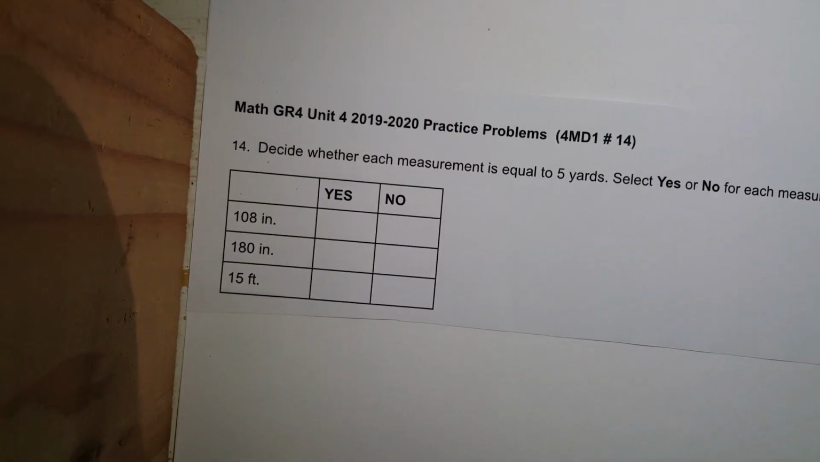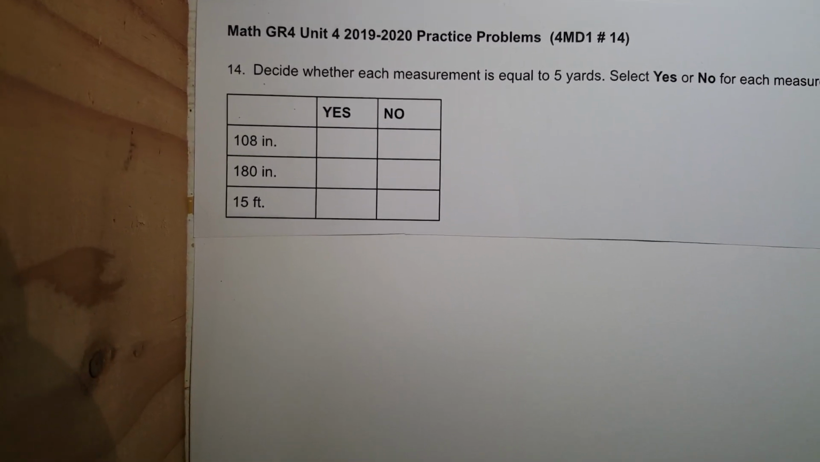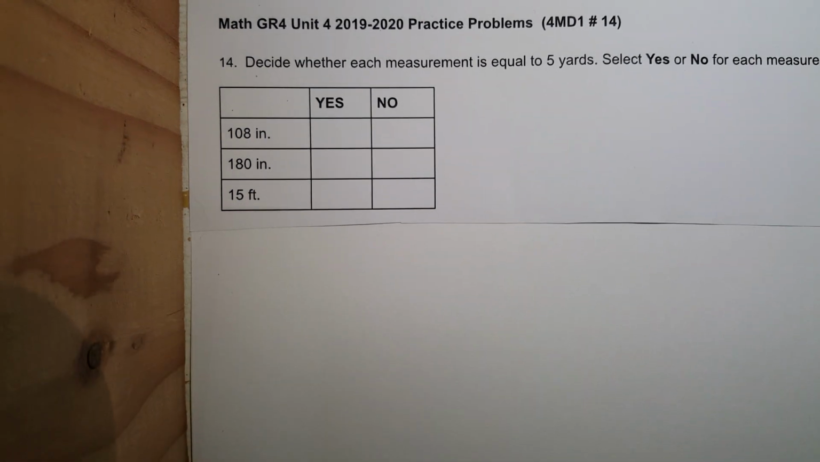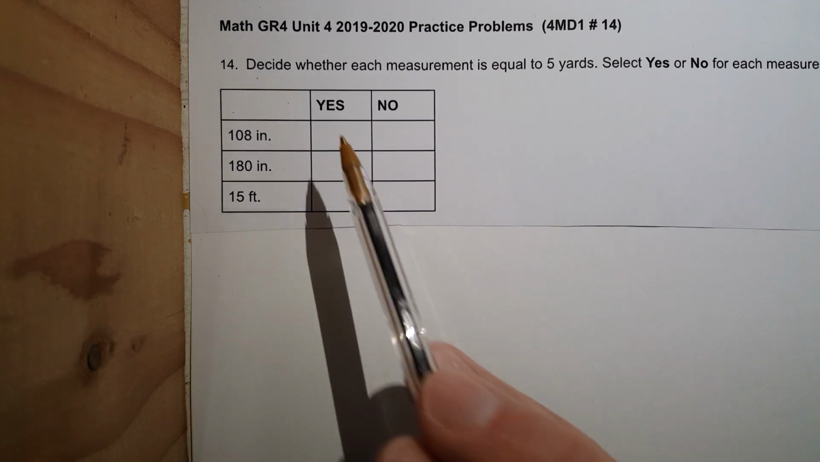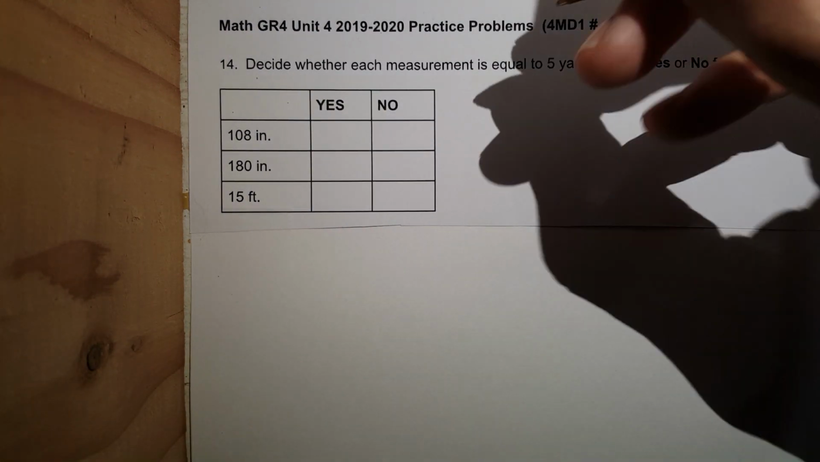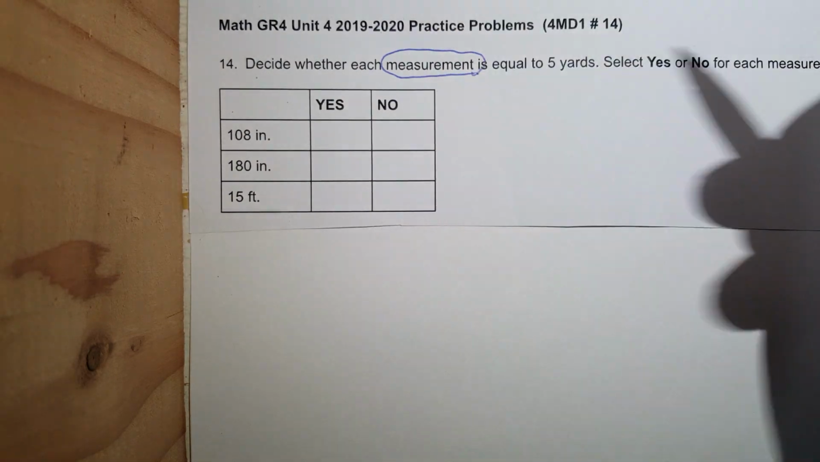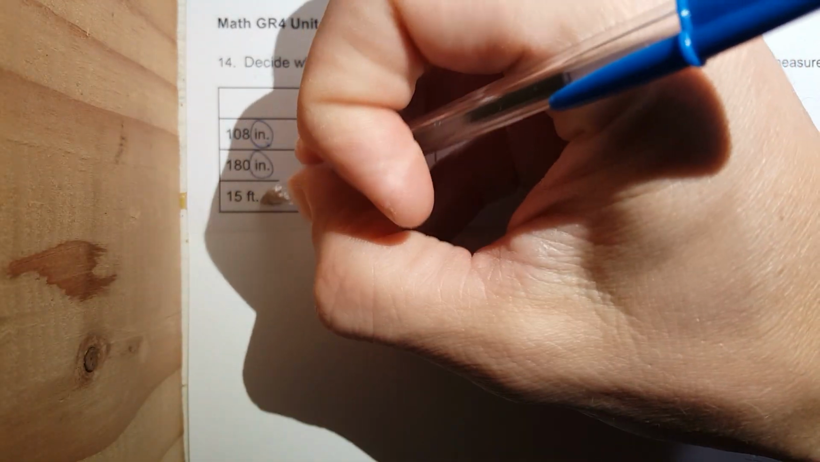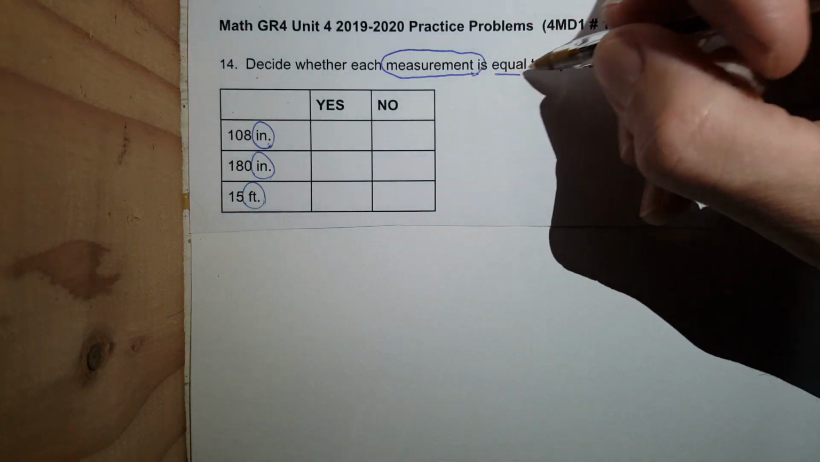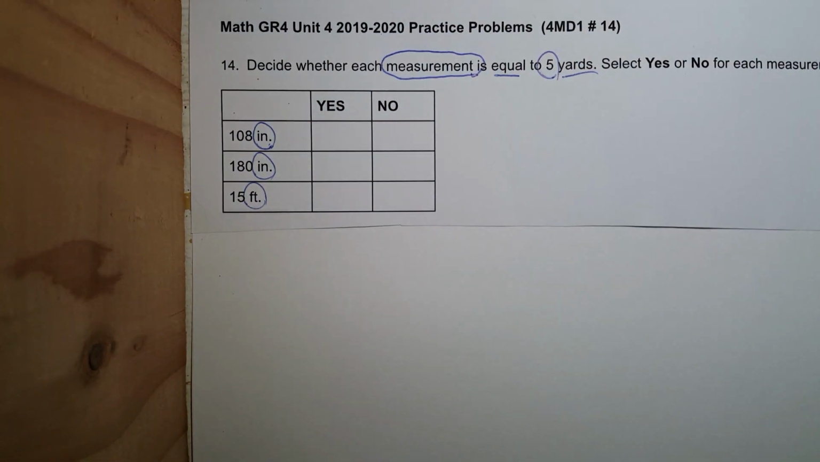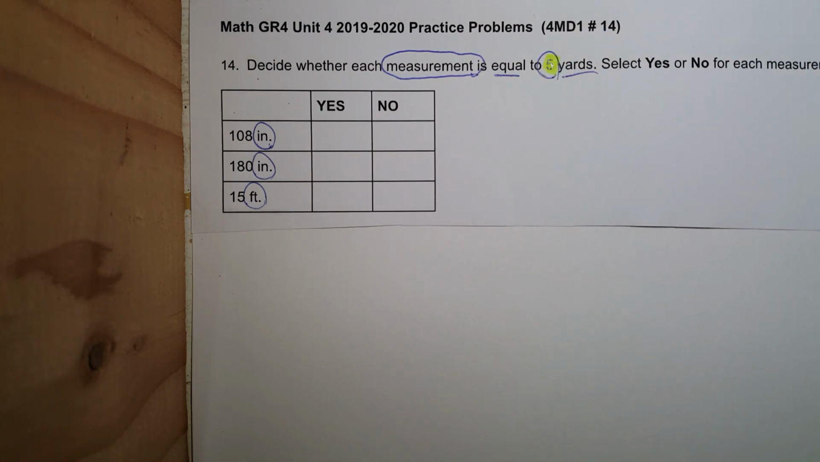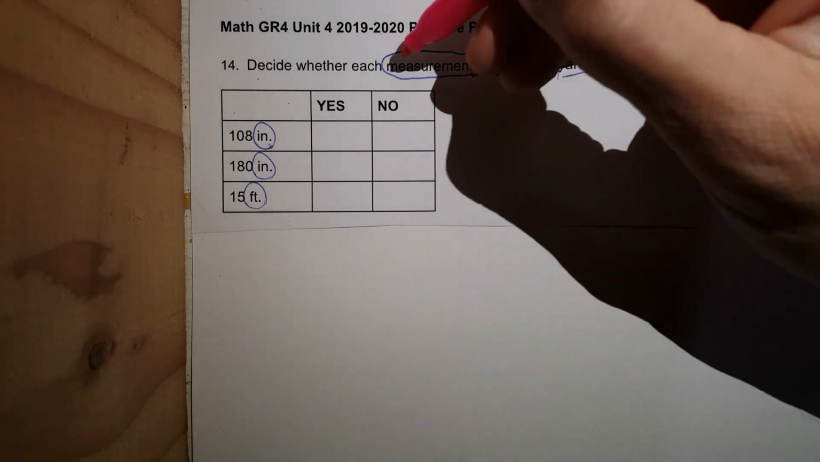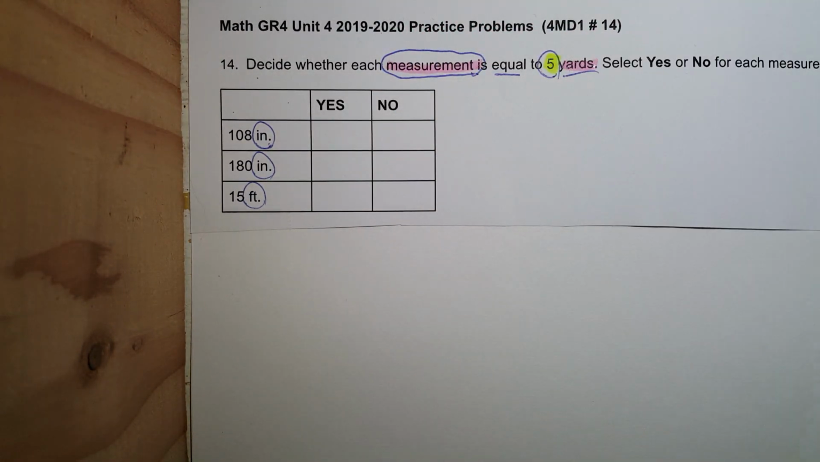Number 14. Measurement and data, number 14. Decide whether each measurement, inches, feet, is equal to 5 yards. Remember, this is math, and measurement and data, we are just converting measurements. So let's identify the key words. We're measuring yards, which actually ties in nicely to football.